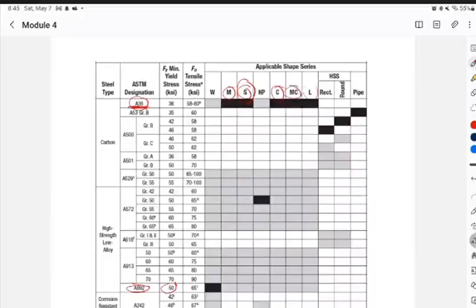S or C or MC or L section. Ito, mga shaded ay meron ding mga ganito, but they are especially manufactured for design purposes. Depende sa ano. But they are not commercially available. Nagbasa lang ako.